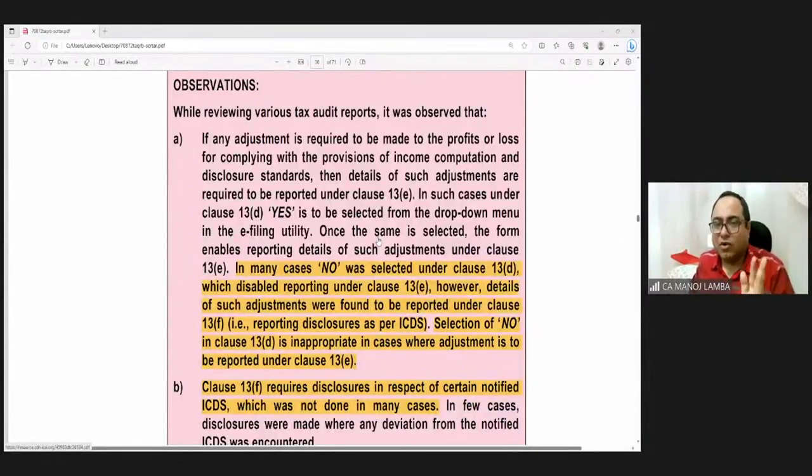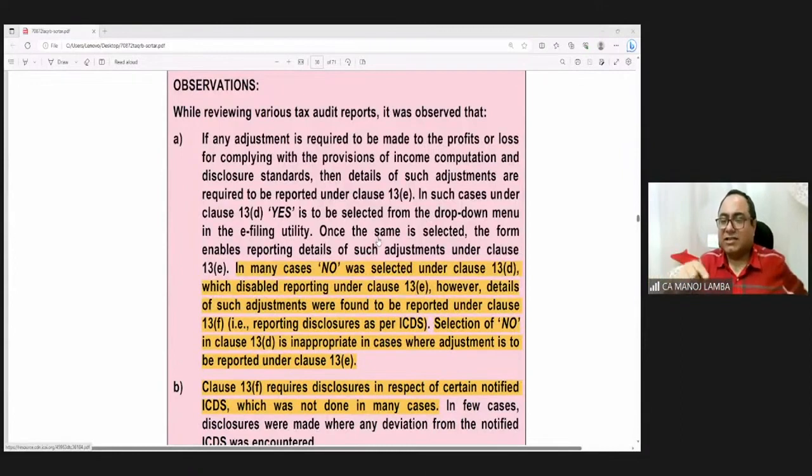In such cases, clause 13D, yes, is to be selected from the drop-down menu, as I told you earlier. Once the same is selected, the form enables reporting details for such adjustment under this clause. In many cases, no is selected in 13D while reporting under clause 13E.